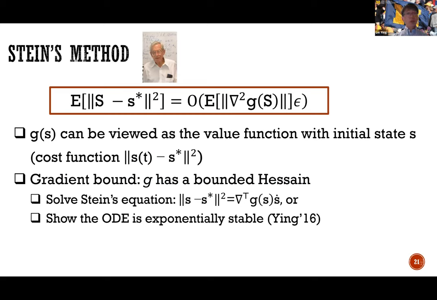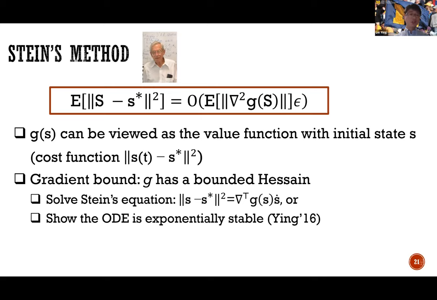And if the differential equation has a nice contraction property, then in most cases, actually it's true, because another way to view this G function is basically the value function, right? If you look at this S minus S star as a cost function of your dynamical system, the G function turns out to be just the integral of this cost function from the initial state to the steady state. So it's just a value function.